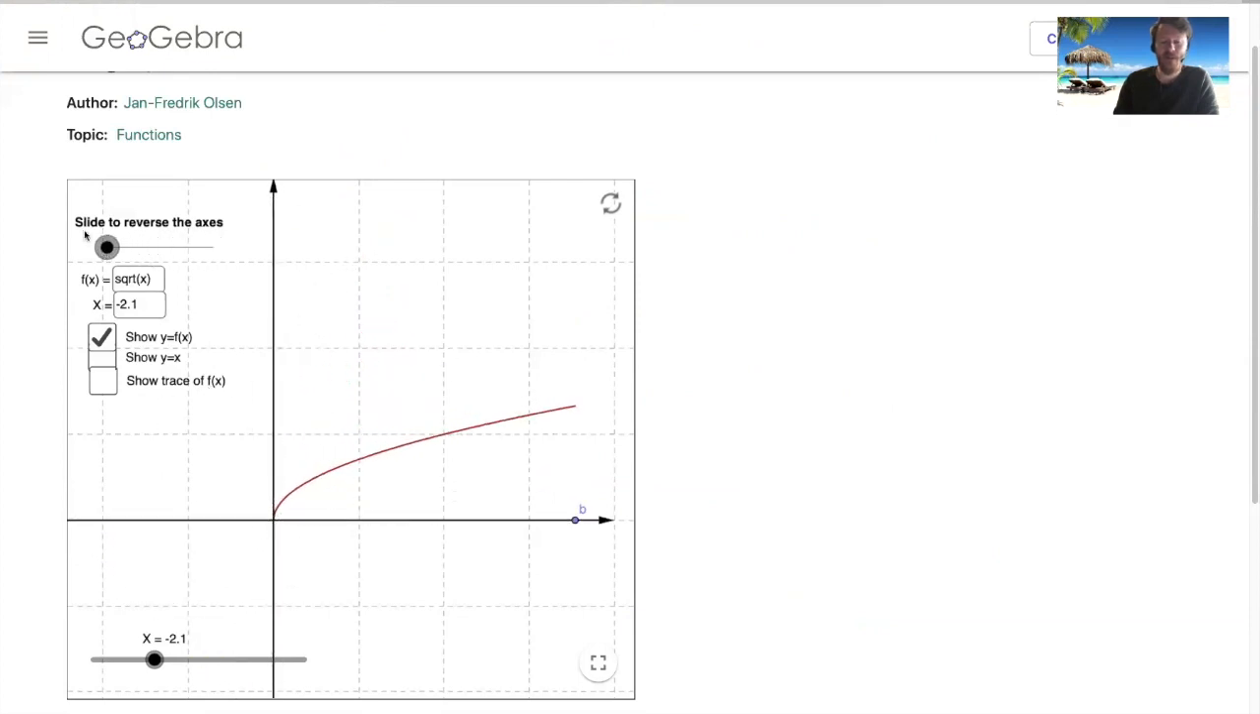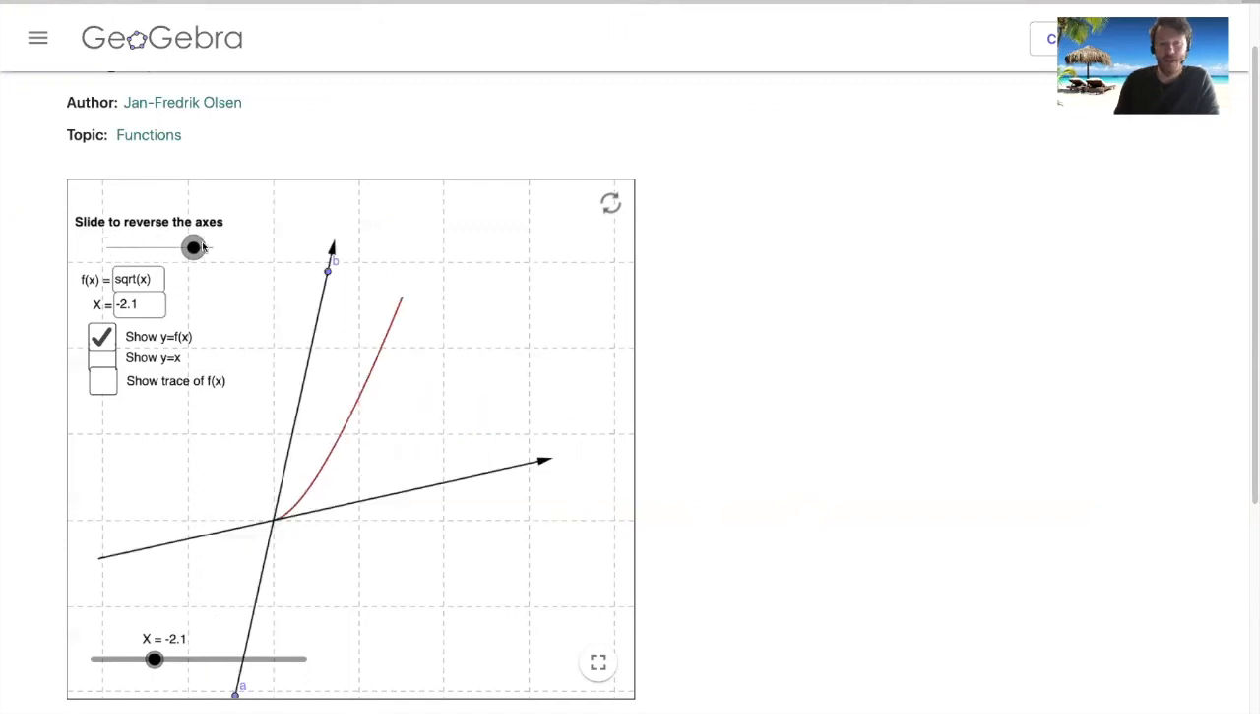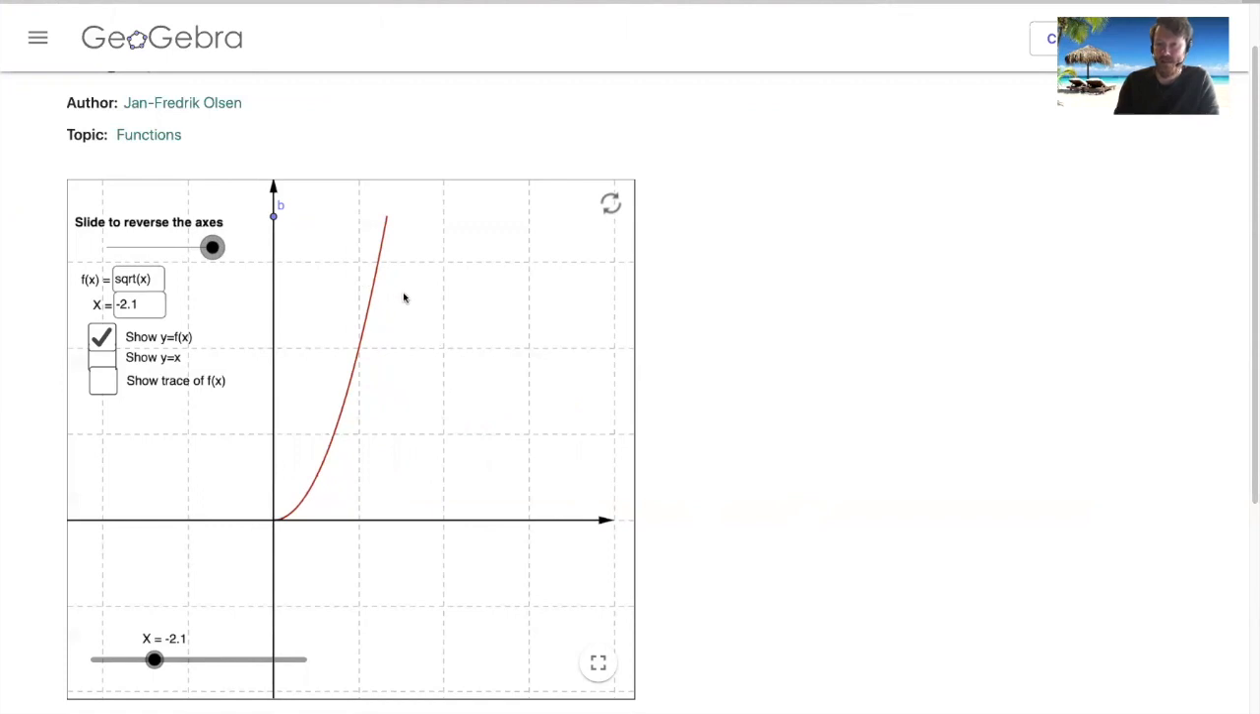Notice, when I'm inverting, the domain of my function becomes the range of my inverse. And similarly, the range of my function becomes the domain of my inverse. So when I inverted the square root of x, since the range of square root of x is only positive numbers, I'm getting x squared as the inverse, but restricted to the positive axis.